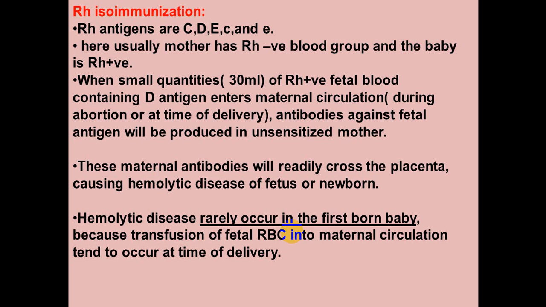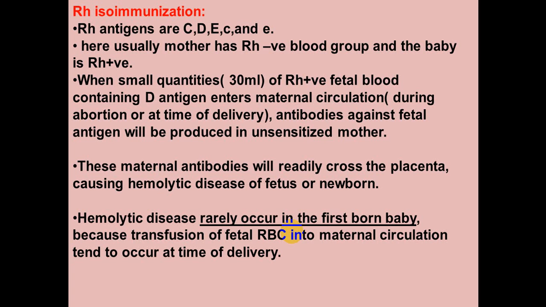When small quantities of blood from the neonate, as little as 30 ml of RH positive fetal blood cells, enter the maternal circulation during labor or abortion. So the first baby is usually not affected in RH isoimmunization. Why? Because the sensitization will occur at the time of the delivery.